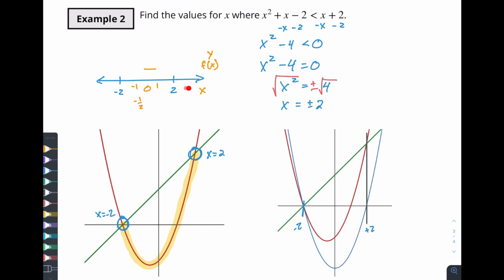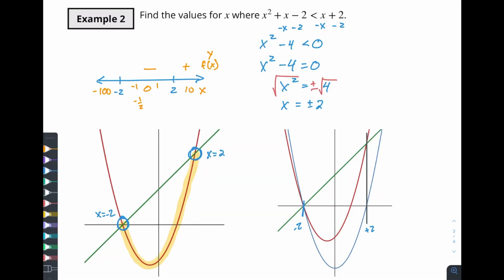Similarly, if I take values greater than 2 or less than negative 2, let's just say 10 or negative 100, when I drop those into my function, I'm going to have values greater than 0. So 10 squared minus 4, well, that's going to be 96. So that's going to give me a positive value. If I do negative 100 and I drop that in here, I'm going to get negative 100 squared. Negative 100 times negative 100 is positive 10,000. 10,000 minus 4 is still going to give me a very big number. There's my positive value there.